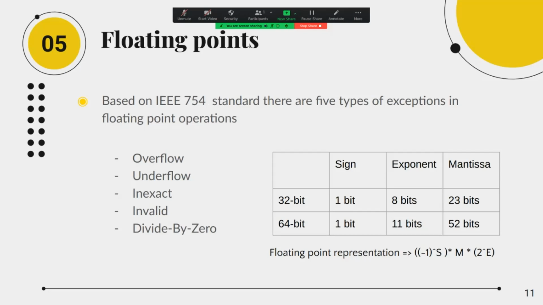Divide by 0. As the name suggests, this exception occurs when attempting to divide a number by 0, which is mathematically undefined and leads to an exceptional situation. So, while working with floating point numbers, it's essential to be aware of these potential exceptions and handle them appropriately to ensure accurate and reliable calculations.